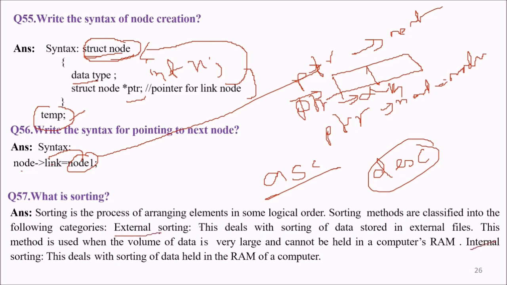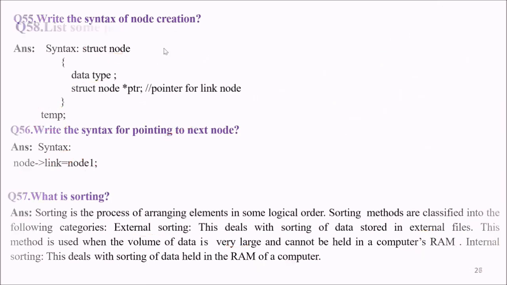What is external sorting? External sorting deals with sorting of data stored in external files. This method is used when the volume of data is quite large and cannot be held in the computer's RAM. While internal sorting deals with the sorting of data which is held in the RAM of the computer.